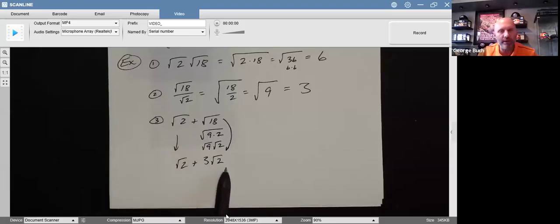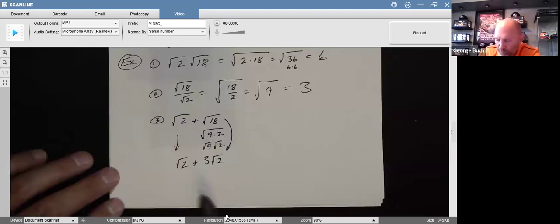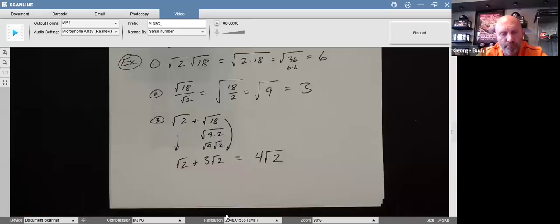If you want to think back to your basic algebra, x plus 3x. And that's all we're doing here. Once I have the same roots and the same radicand, I'm just adding or subtracting the coefficients. So the invisible 1 here, 1 root 2 plus 3 root 2 is 4 times the square root of 2. So that's how we would add or subtract radicals, assuming they have the same root and radicand to begin with. So again, the root and radicand have to be the same.